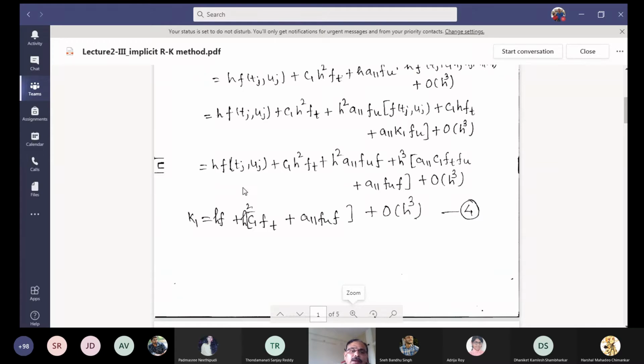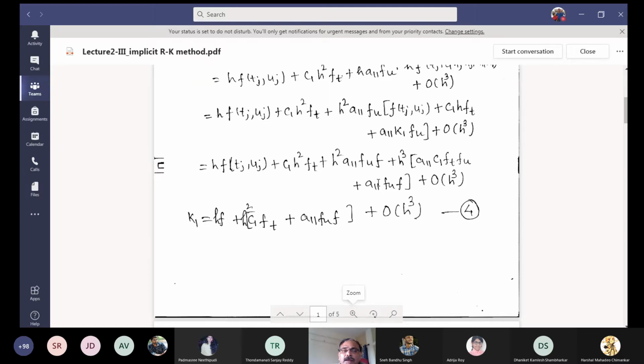So now let us see. First term is h into f, second term is c1 h square into ft, third term, if you see, is h square a11 fu f. So h square a11 fu f. Fourth term, since outside it is h square and inside there is h, that will be h cube. So this is going to h cube, if you see. So h cube and then c1 ft, a11 is out, so a11 c1 ft fu. So all the terms are written here, and then second term is also written.